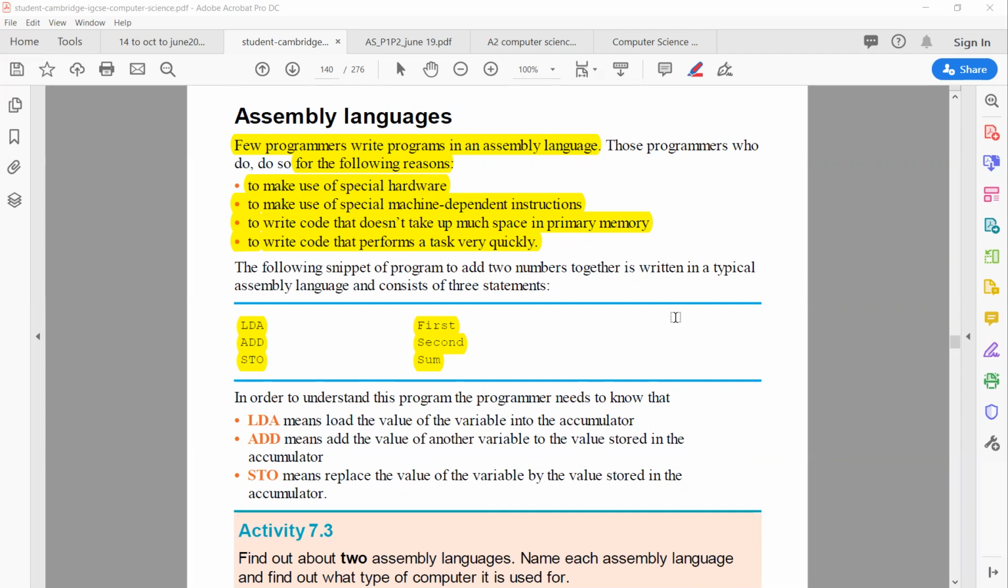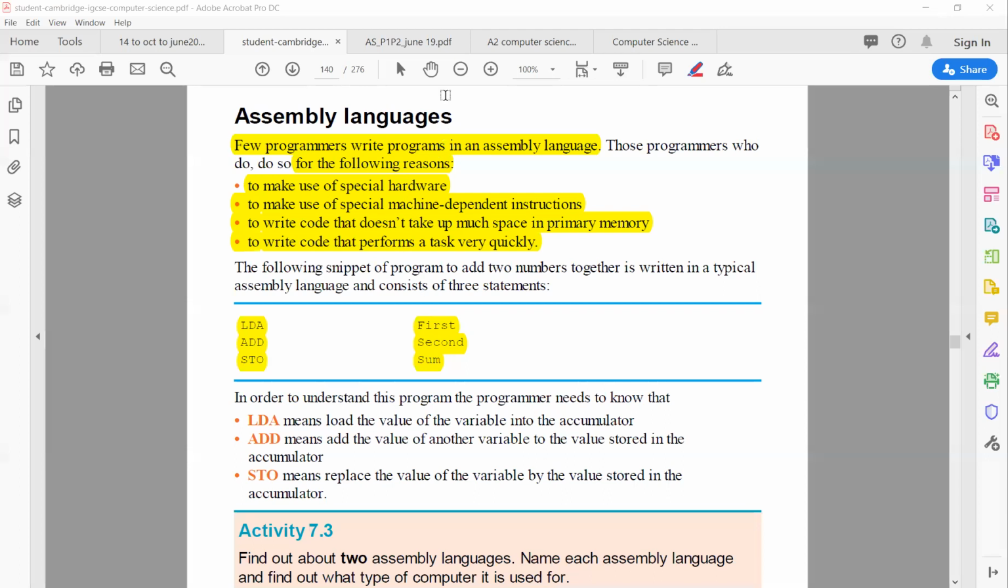The code written in assembly language doesn't take up much of the primary memory, and the code will run quicker compared to code written in a high level language, because assembly language is a low level language which is very close to the machine language, which is binary, because the computer only understands the binary language.